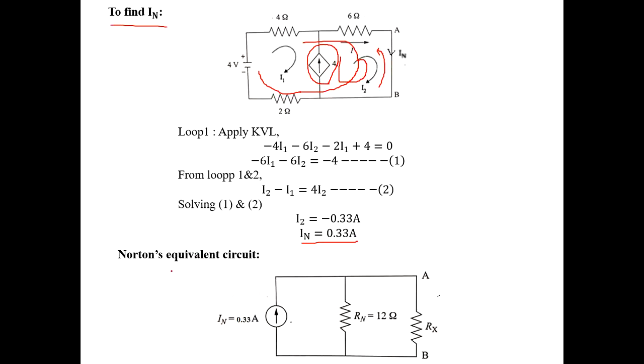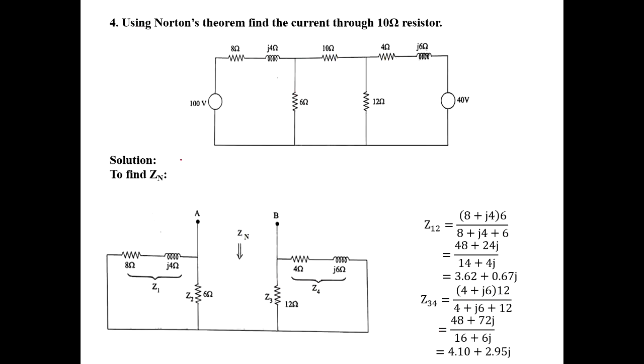Then we have to draw the equivalent circuit. We know that in the equivalent circuit the Norton current is in parallel with the Norton resistance. This is the load resistor. This is the answer. Next problem.